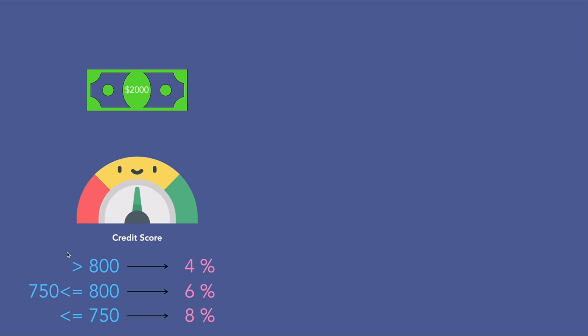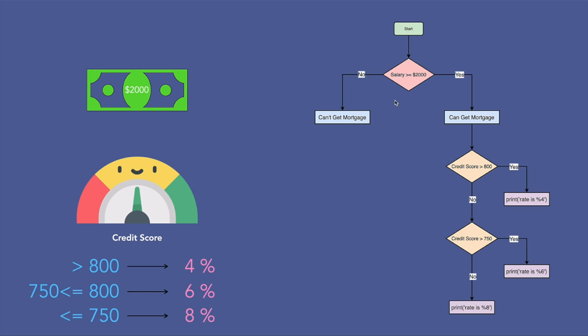So we have to implement this logic over here. Before, we were checking just if this is greater than 800 or not, but in this case we have 3 conditions over here. So if we implement these conditions in our flowchart, the flowchart will be like this. As you can see, here also the first thing that we are doing is checking if the salary is greater than 2000 or not.